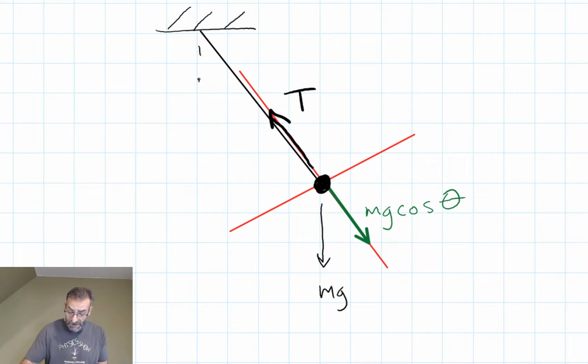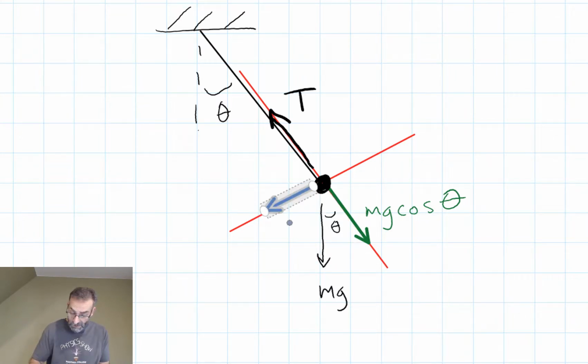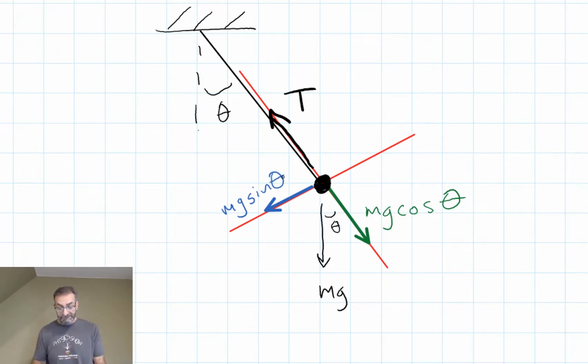And if we define this angle as theta, then this angle in here is also theta. So mg cosine theta is my adjacent side of my right triangle. This is the right triangle. The hypotenuse is mg. So mg cosine theta is the adjacent side, which is my radial component. And my tangential component is mg sine theta.